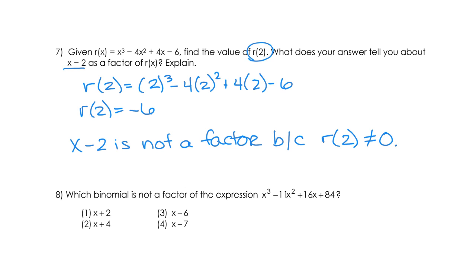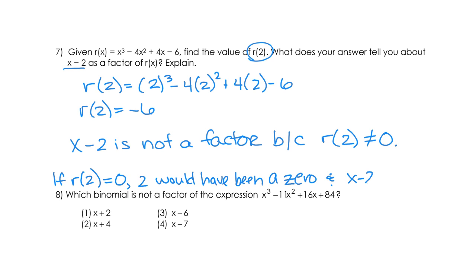Okay. I'm just going to add to this one a little bit. I'm just going to say if r of 2 equals 0, then 2 would have been a 0, and x minus 2 would have been a factor. All right, but -6 is our remainder.